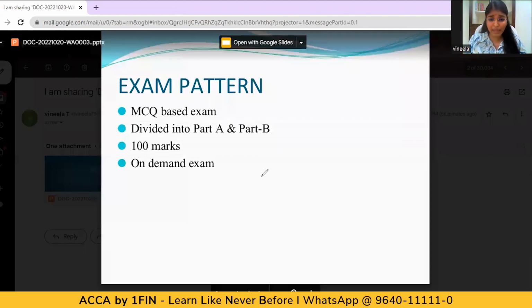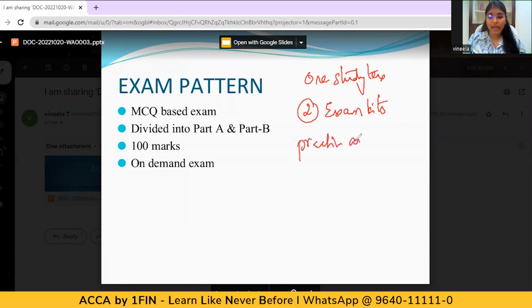Finally, I want to remind each and every student that when you are preparing for the business and technology paper, make sure you read, one, the study text, two, the exam kits, and practice as many MCQs as possible. Along with that, there will be some specimen exams on your ACCA website. Make sure you attempt those exams also.